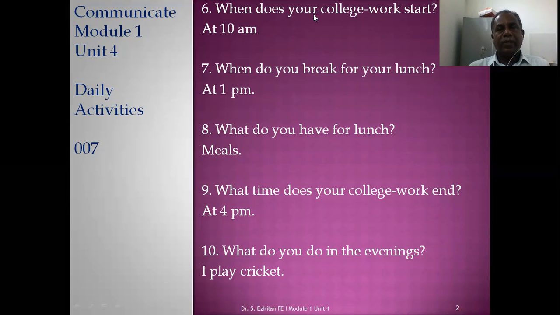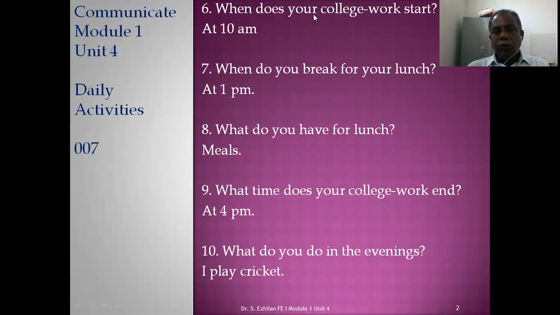At 1 p.m. So sixth question, when does your college work start? At 10 a.m. When do you break for your lunch? At 1 p.m. Now, eighth question, what do you have for lunch? Like in the breakfast, they are asking lunch also. First one timing, next one, what do you have? Like that, they are asking one by one. So lunch also, how do you raise a question? When do you break for your lunch? At 1 p.m. That is timing.